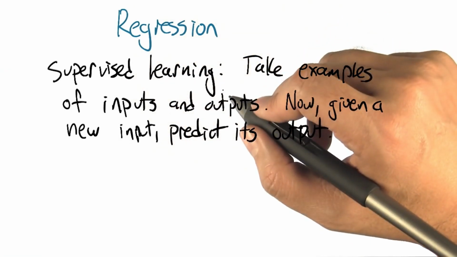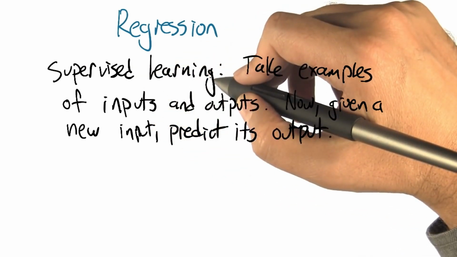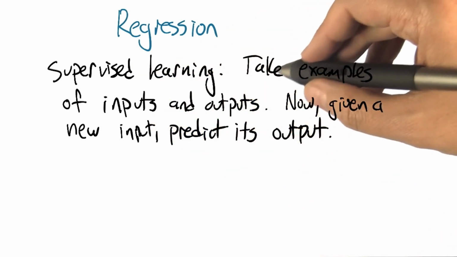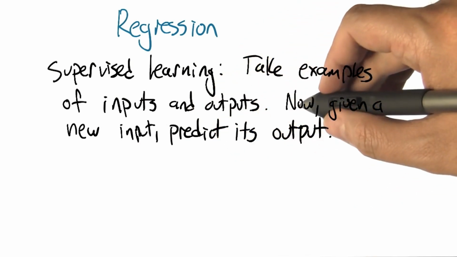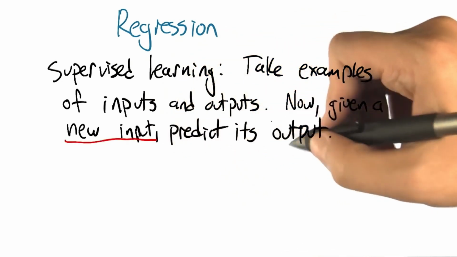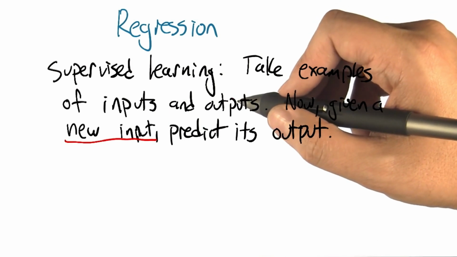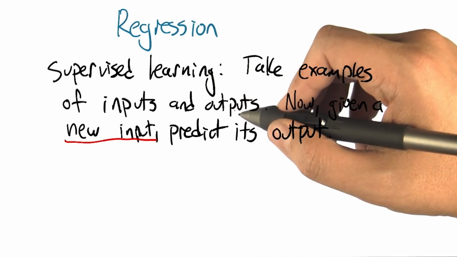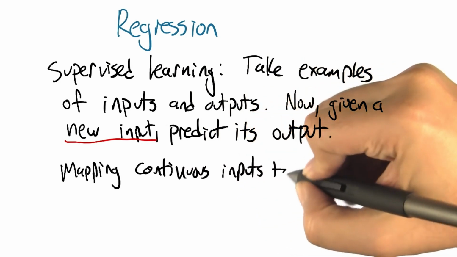So we are in this section of the class talking about supervised learning. And in supervised learning, we're going to take examples of inputs and outputs. And based on that, we're going to be able to take a new input and predict the corresponding output for that input, right? So this covers all of the things that we're talking about in the context of supervised learning, right? Right.